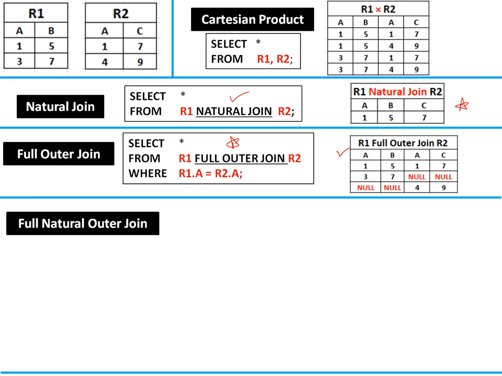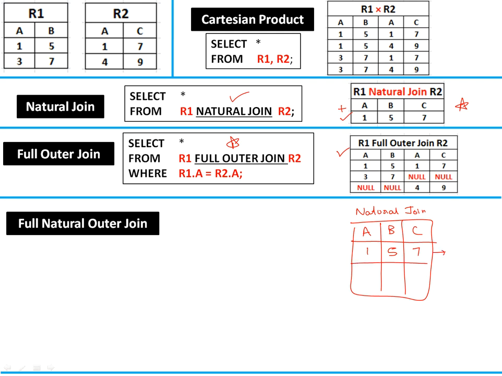What is natural join? Natural join will have three columns A, B, C. The first row will be 1, 5, 7. It is the natural row. Yes, it is nothing but natural join product. Next, full outer join. What is the left free row? 1 is already participated in left. That is left is 3, 7. That is A and B. 3, 7. Next, what is the free? Right, 4 and 9. That is A and C. A will be 4 and C will be 9. That's it. It is called as full natural outer join.